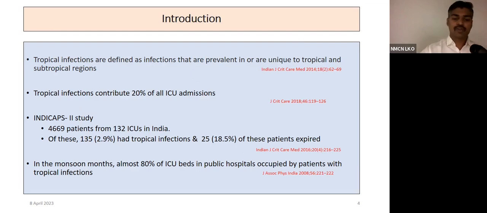Tropical infections contribute overall 20% of all ICU admissions. The INDICAP 2 study, conducted by the National Society of Critical Care Medicine, showed that 2.9% of the admissions are tropical infections, and out of them, 18.5% was the mortality. In the monsoon months, 80% of ICU beds are occupied by patients of tropical infections.